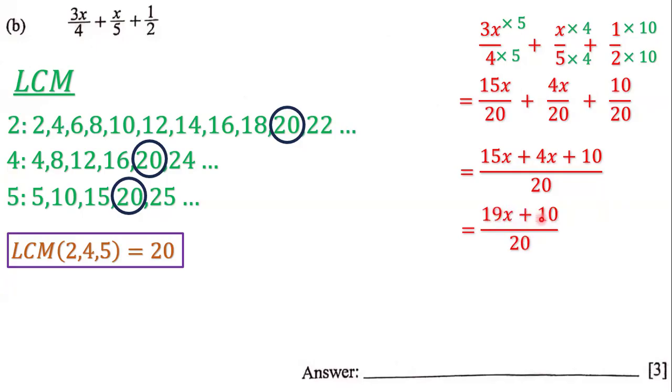The numerator is in simplest form. We cannot reduce it any further because these two terms are unlike. So 19x and 10 are unlike terms. And so this right here is our answer, 19x plus 10 all over 20. And that's our answer here.